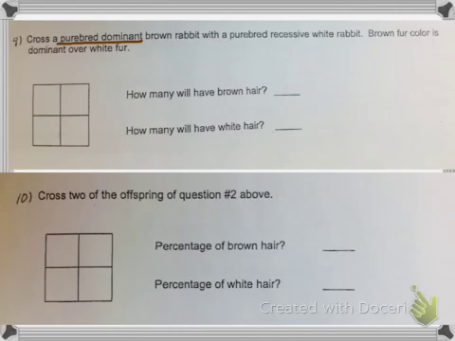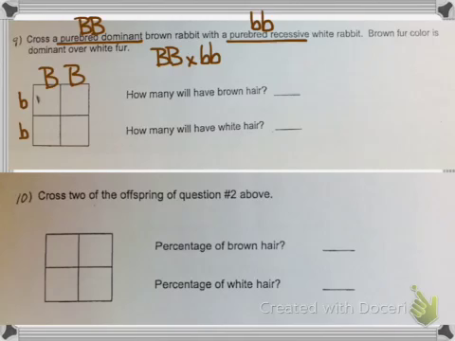In number 9, you are asked to cross a purebred dominant brown rabbit with a purebred recessive white rabbit. Brown fur color is dominant over white fur. And so brown being the dominant color, if it's a purebred dominant, I'm going to have 2 capital B's. And if it's a purebred recessive, I'll have 2 lowercase b's. You'll start to notice that there's only so many ways to do these Punnett squares, and they start to look all similar. So if we have 2 purebreds, 1 dominant, 1 recessive, that means all of the offspring will be hybrid. And how many will have brown hair? 4 out of 4, and 0 out of 4 would have white.